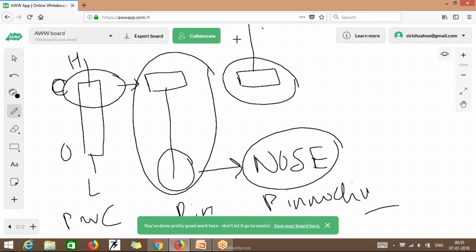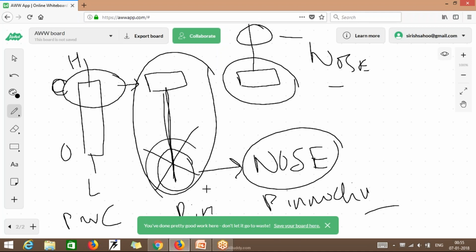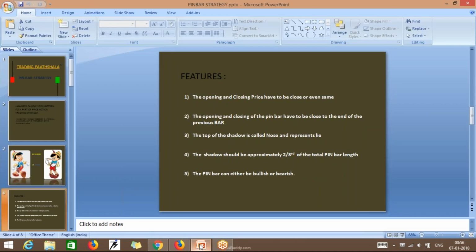So the topmost part is called the nose, and it represents a lie in the market. This is not the reality of the market. If this is the tail, it's suggesting that this point is not the reality. It's not moving to that downside level, or it's not moving to that upside level. So let's move to the next feature.